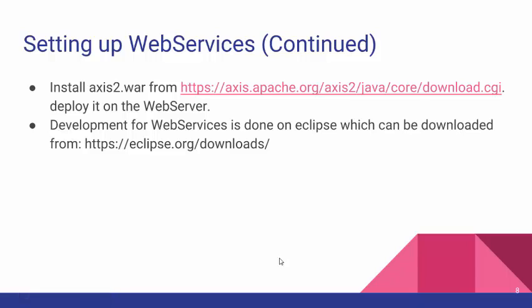The next step is to install the access-to war file. It can be downloaded from this link. Then deploy it on the web server. Development for the web service is done on Eclipse, which can be downloaded from this link.